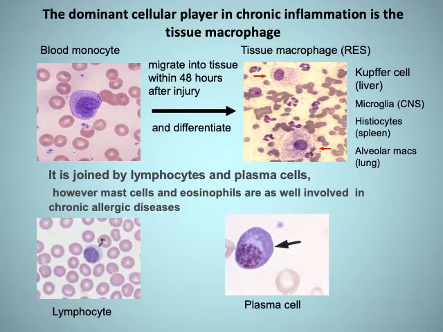Blood monocytes migrate into tissue within 48 hours after injury and differentiate into tissue macrophages. They are joined by lymphocytes and plasma cells. However, mast cells and eosinophils are also involved in the chronic allergic reaction. As you can see, these are the lymphocytes and the plasma cells.